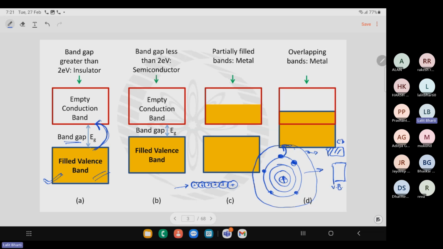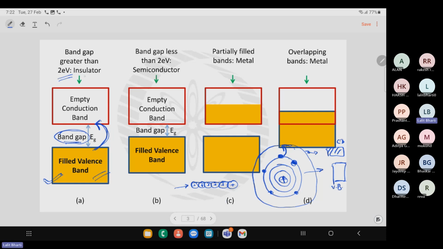So in this case, your Eg is very high. Eg is your band gap. If your band gap is higher than 2 electron volts, then it is called an insulator. So at room temperature or even at slightly higher temperatures, your electrons can't jump from the valence band to the conduction band, or they cannot overcome this band gap. So they are called insulators.